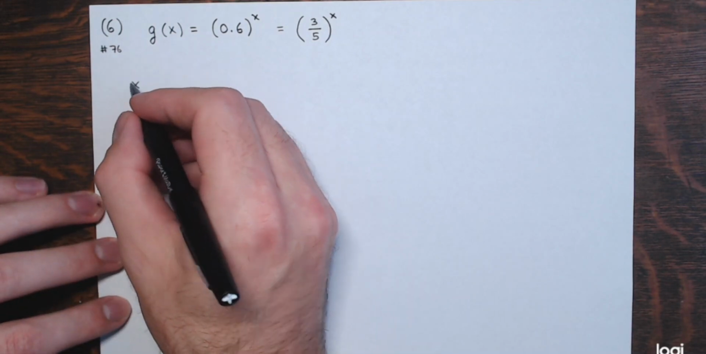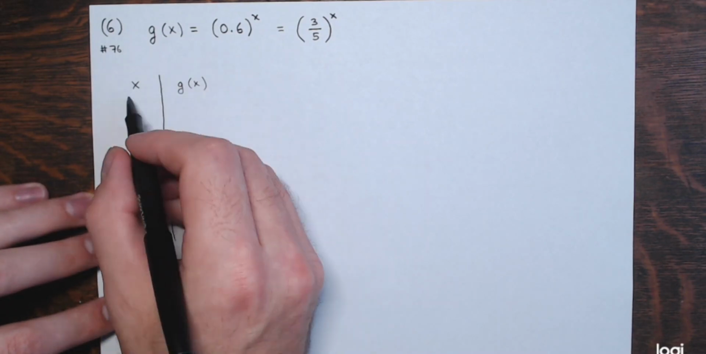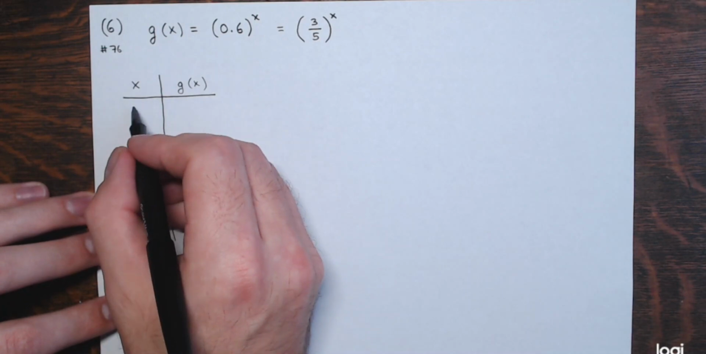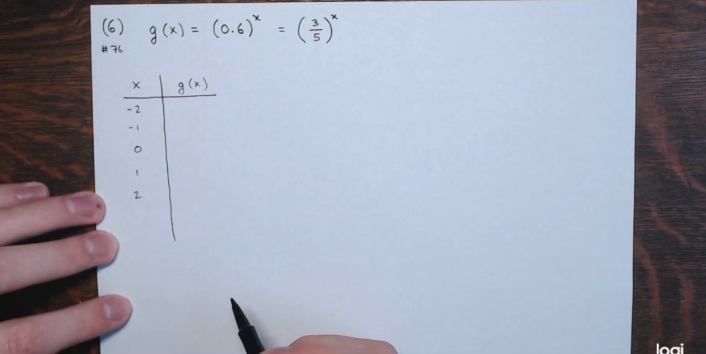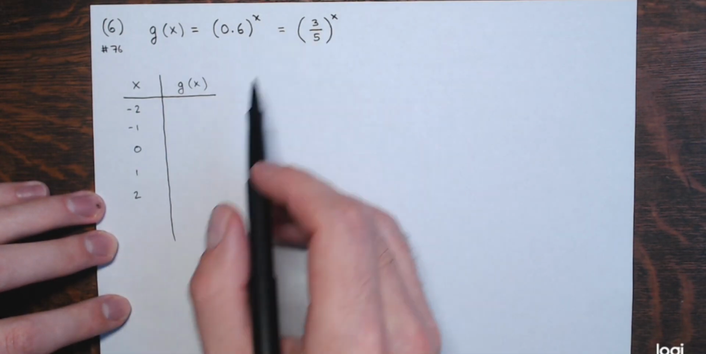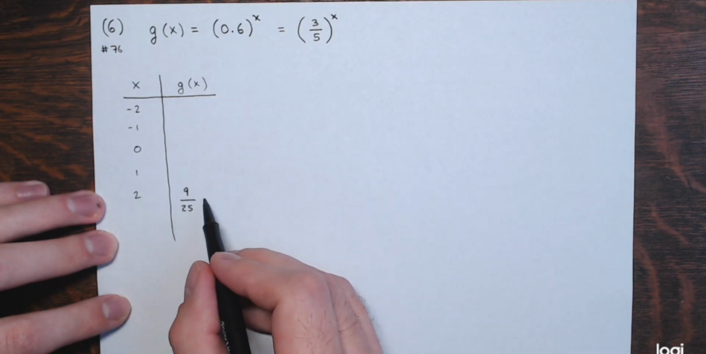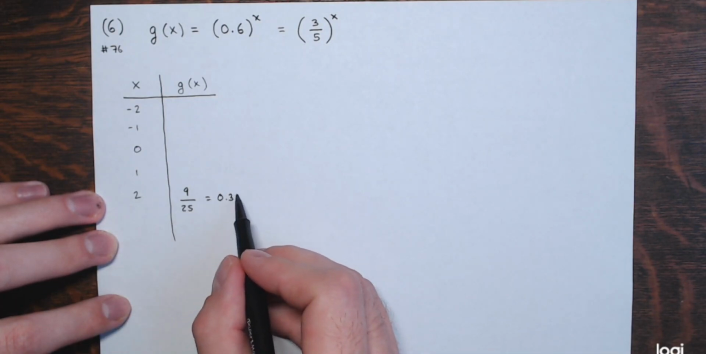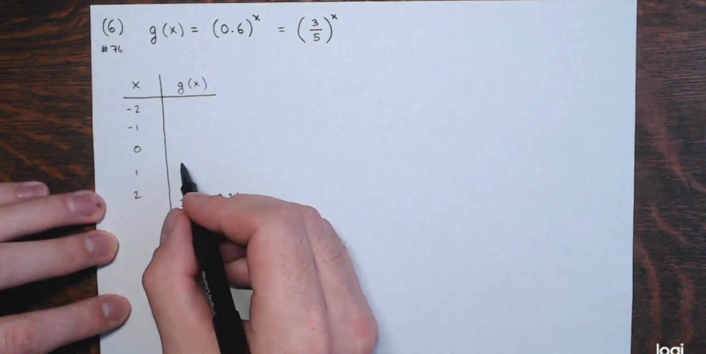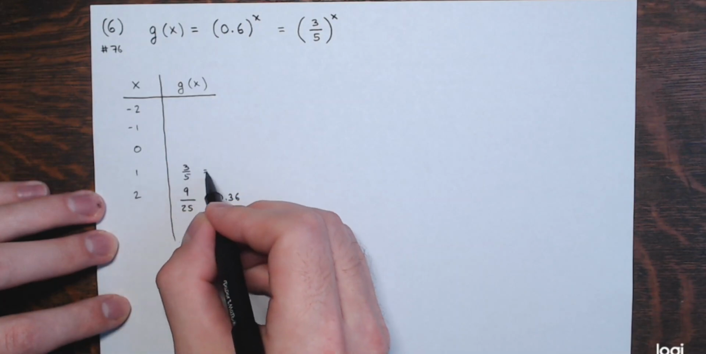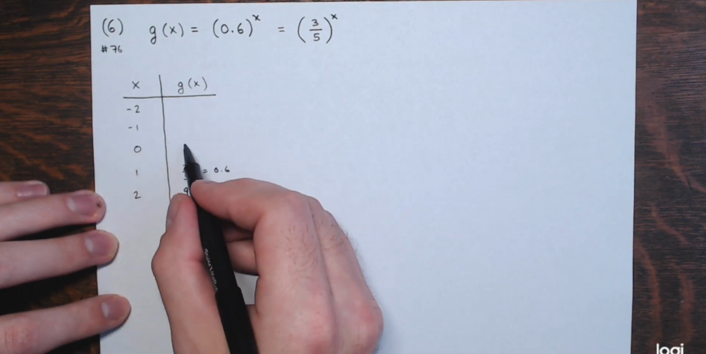So once again, a quick table with the same 5 inputs that I've been using. So -2, -1, 0, 1, and 2. 3/5 to the second power would be 9/25, or 0.36 as a decimal. 3/5 to the first power would just be 3/5, or 0.6. 3/5 to the 0 is 1.